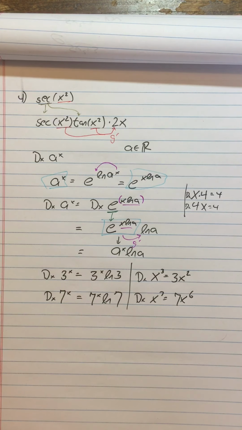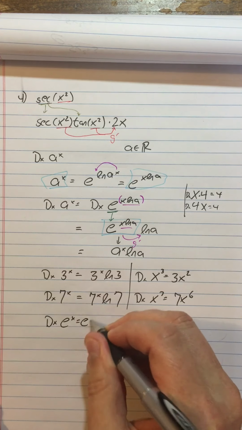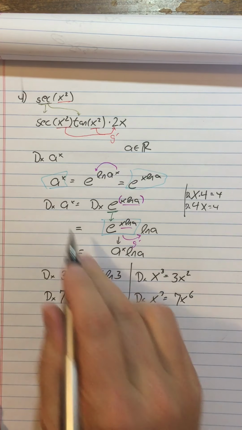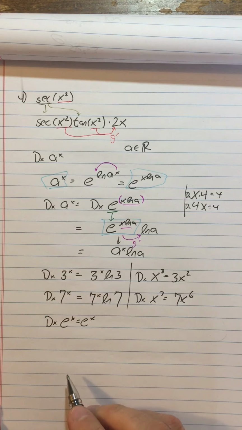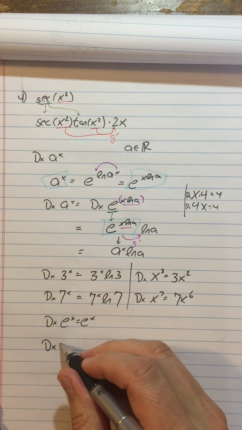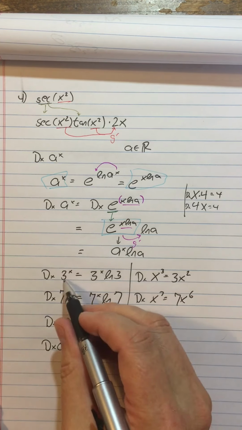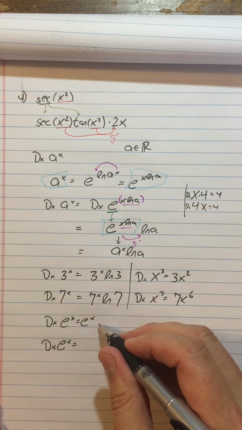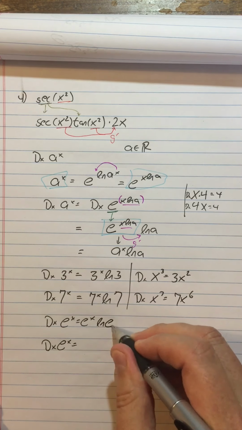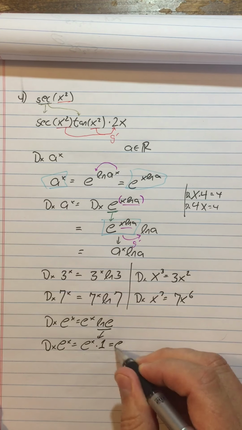Now, by the way, we all know that the derivative of e to the x is e to the x, right? What would happen if I apply this same rule? For 7 to the x, we get 7 to the x ln 7. For 3 to the x, 3 to the x ln 3. E to the x would be e to the x ln of e. What's ln of e? It's 1.